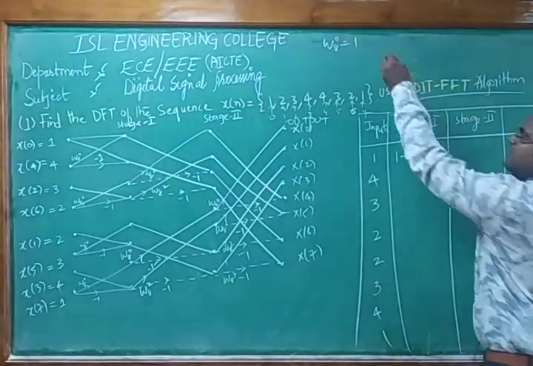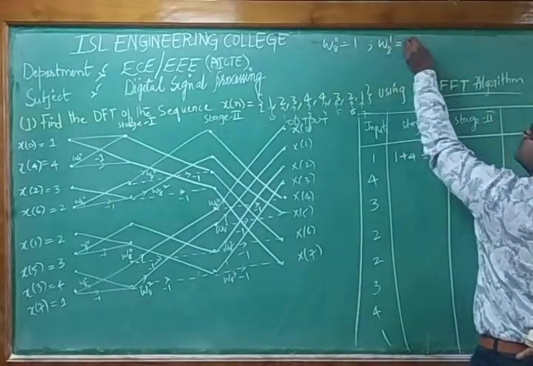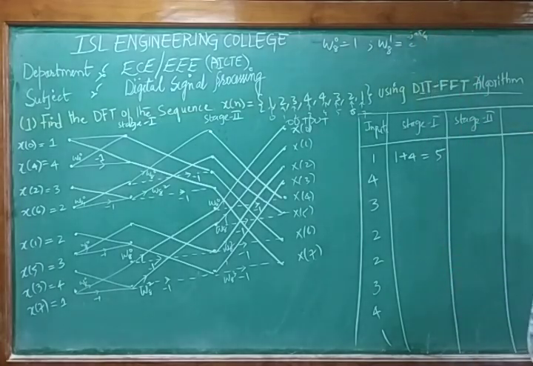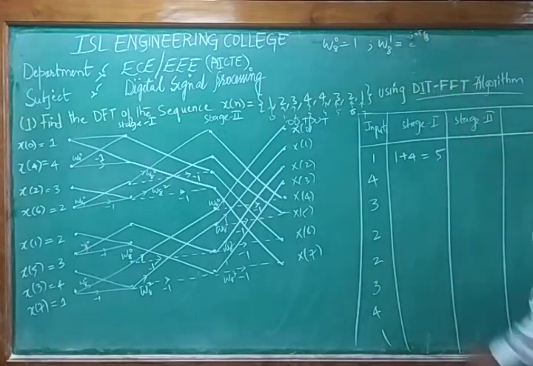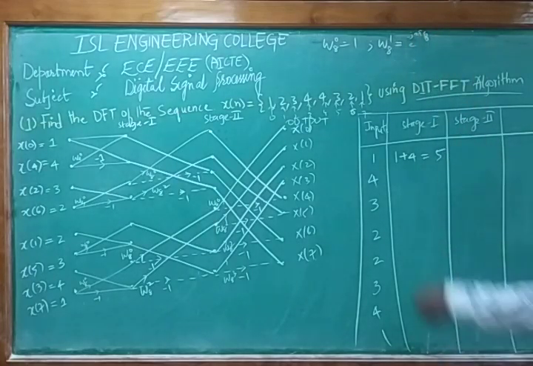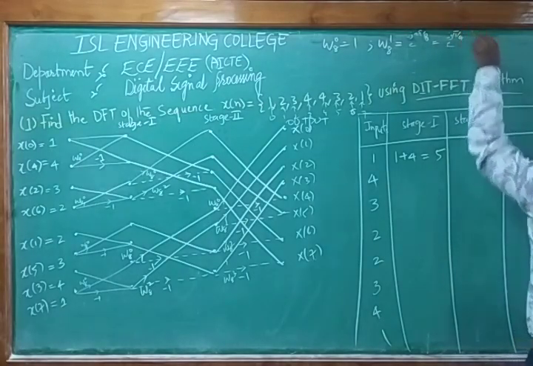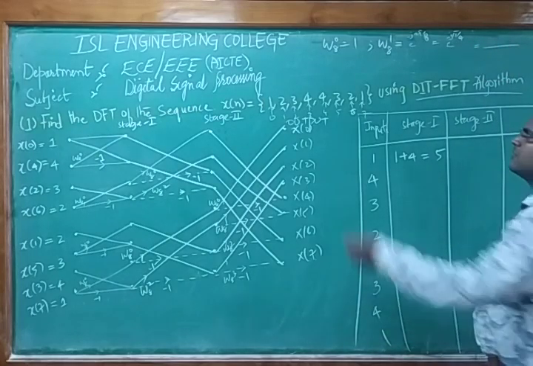Similarly, omega 8 power 1. What is omega 8 power 1? It is e power minus j 2 pi by 8, since N is 8 and nk is 1. So 2 pi by 8 is pi by 4, so it is e power minus j pi by 4. So that is cos pi by 4 minus j sin pi by 4. I can write down that first value, omega 8 power 1, like that.